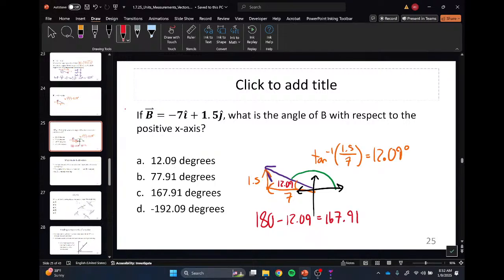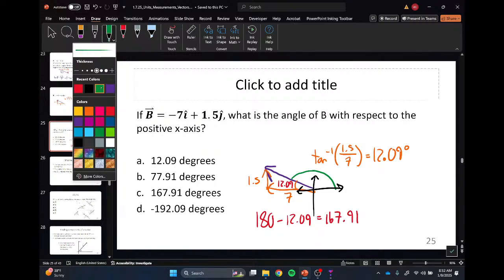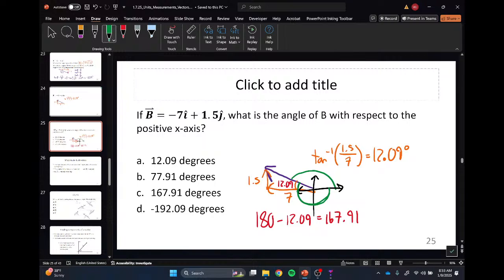Now, I told you all that D is also correct. I didn't think anyone would pick this answer, and that's fine. Remember the negative angle, so both this and this give me the same thing. The negative angle is just measuring the other direction. That's what a negative angle means. It means just instead of going counterclockwise, we go clockwise.